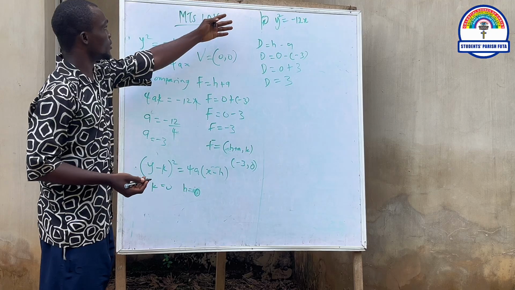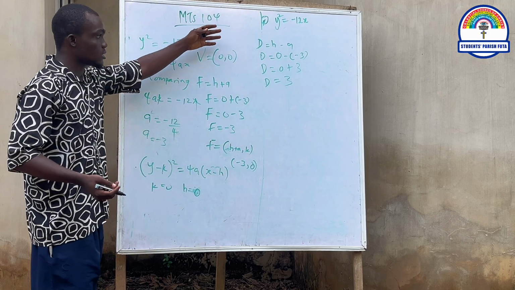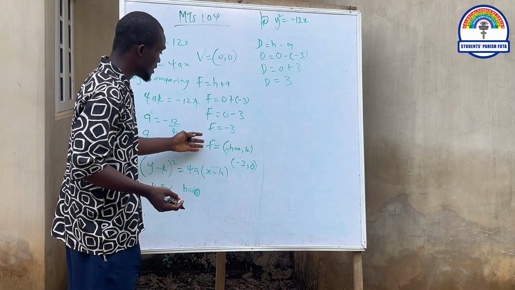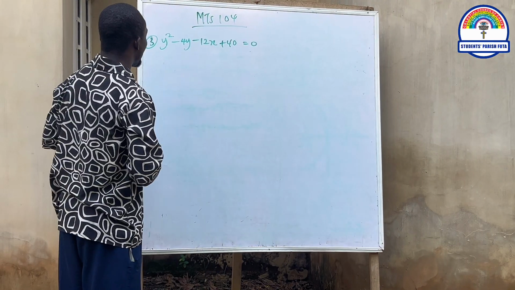So for this example here, our vertex is 0, 0. Our focus is minus 3, 0, while our directrix is 3. Alright.